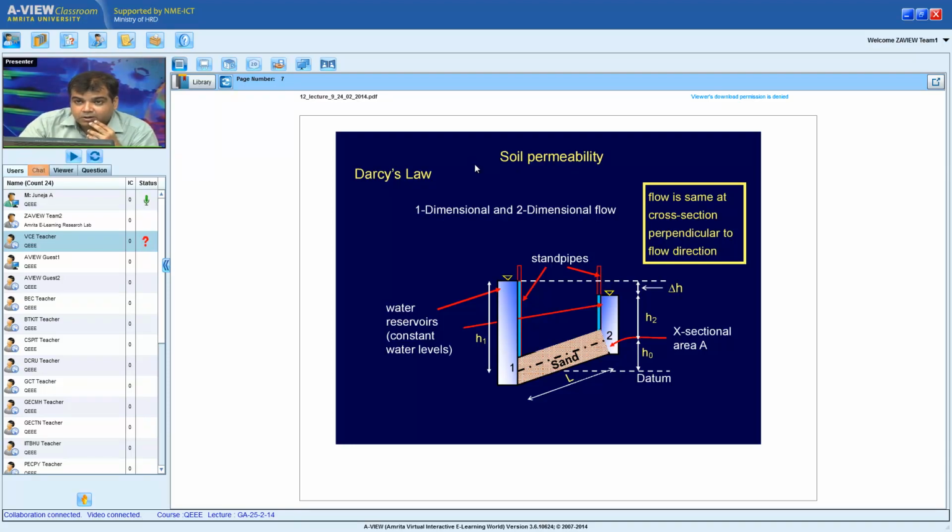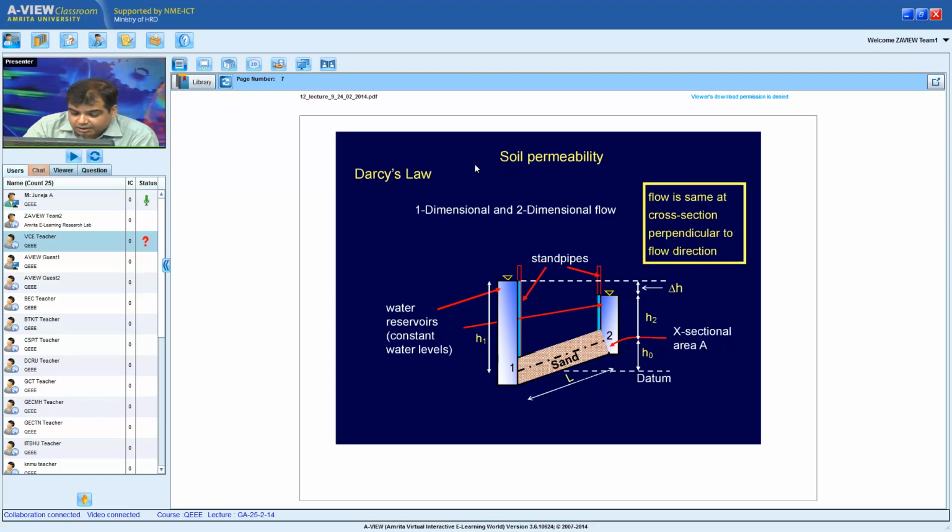It will never go above this level. Okay, so that's the water reservoir at one end. At the second level, what Darcy did was he had another reservoir, again with an overflow mechanism, with a shorter height, meaning the difference in level between the two reservoirs, Darcy kept it as delta H.